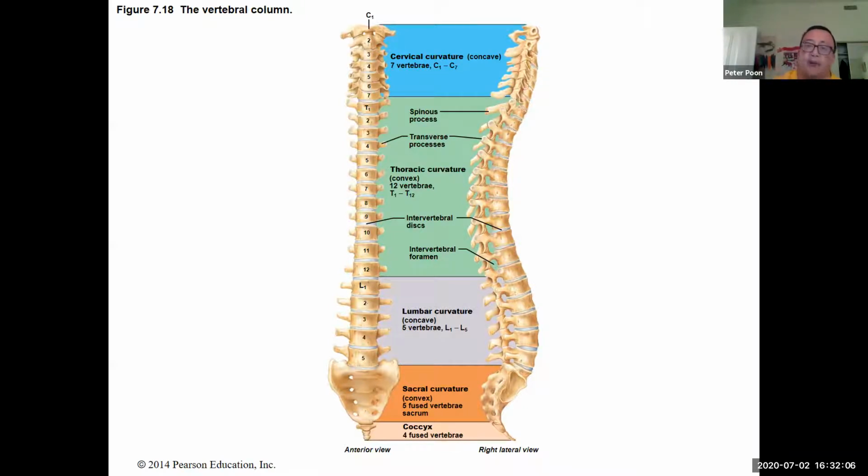After that you have 1 sacrum. The sacrum is actually 5 fused vertebrae put together. And the coccyx is your tailbone. It's either 3 or 4 fused vertebrae fused together, depending on who you are.